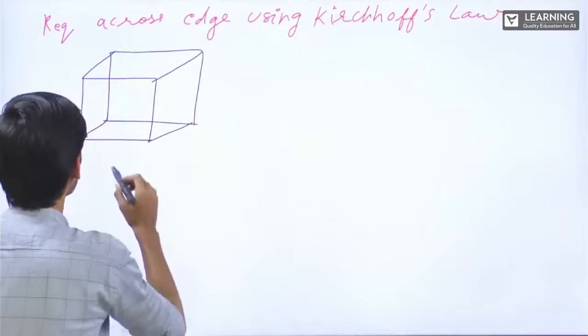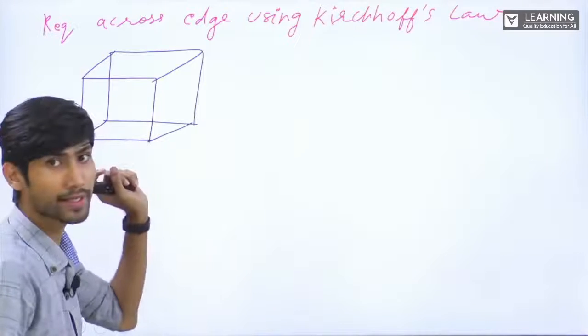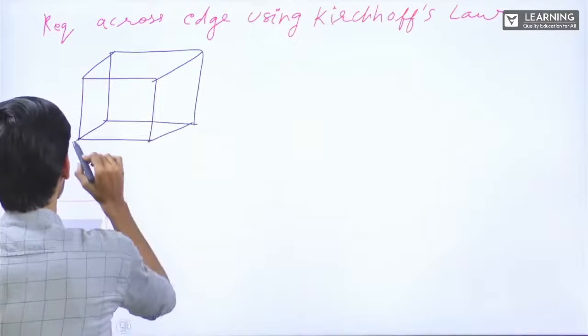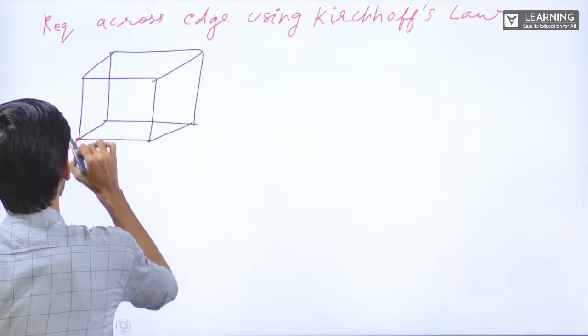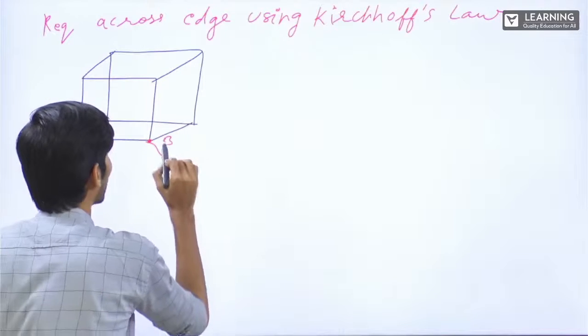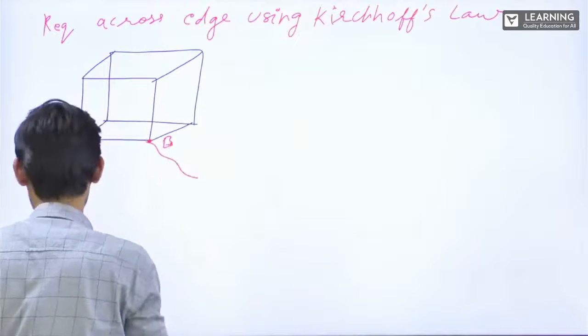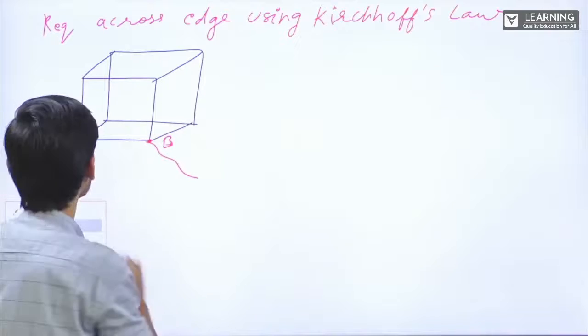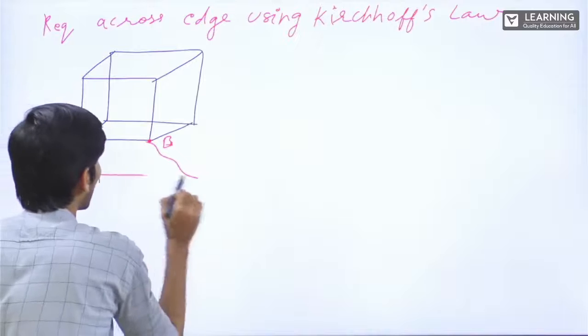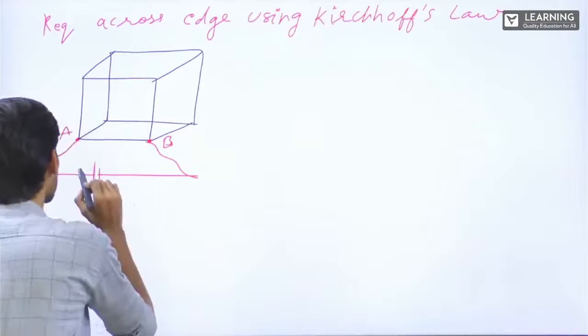Now, across edge means, all these sides are having resistance R. Across edge means just 2 points. I'll take this as point A. I'll take this as point B. Now, these two I'll connect with the battery. Current drawn will be I.